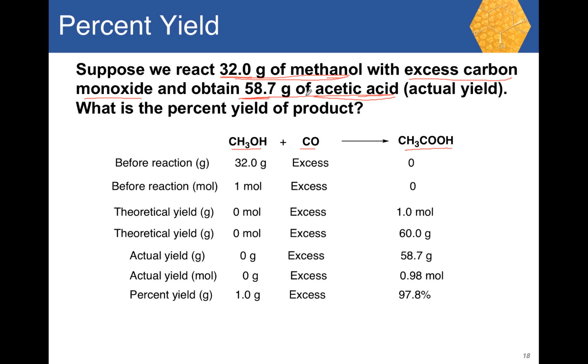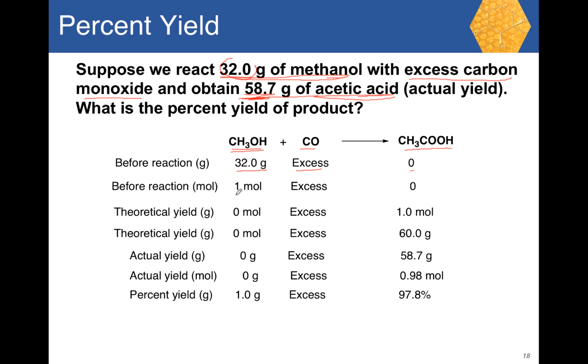Okay? Let's reemphasize. When in the lab, you had 32 grams of methanol. Your job is to obtain as much acetic acid as possible. But you actually obtained here 58.7. How good was that experiment? What was the percent yield? So let's set up this table. Methanol is here. We have 32 grams. Here it is. And there's an excess, so we need not worry about carbon monoxide. Before the reaction, we do not have any acetic acid.